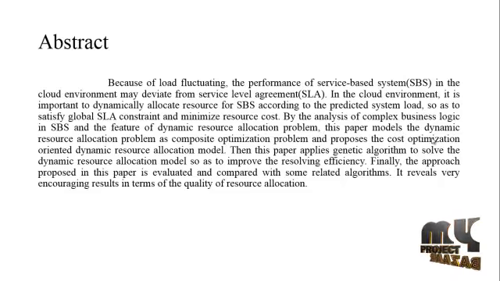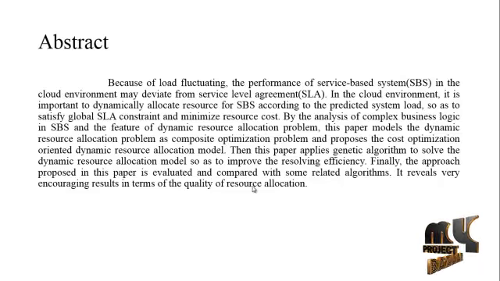This paper models the dynamic resource allocation problem as a composite optimization problem and proposes the cost optimization oriented dynamic resource allocation model. Then this paper applies a genetic algorithm to solve the dynamic resource allocation model so as to improve the resolving efficiency. Finally, the approach proposed in this paper is evaluated and compared with some other related algorithms. It reveals very encouraging results in terms of the quality of resource allocation.